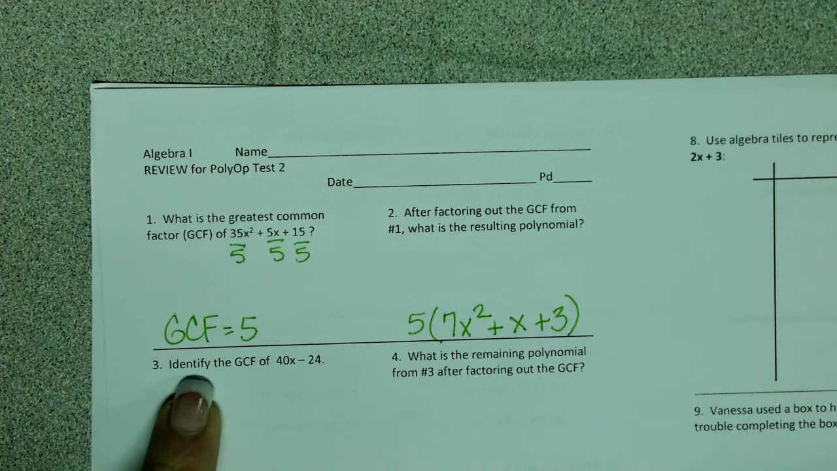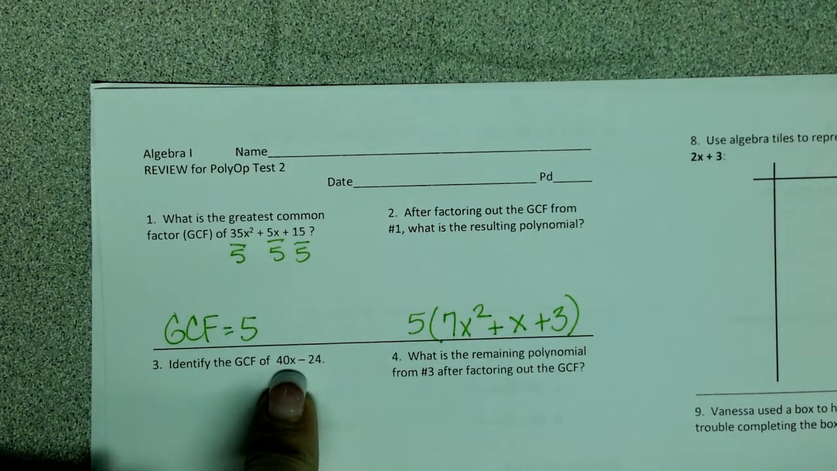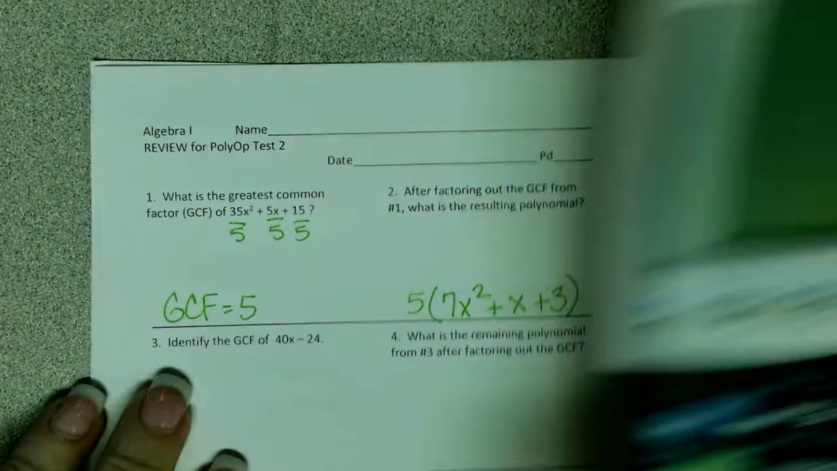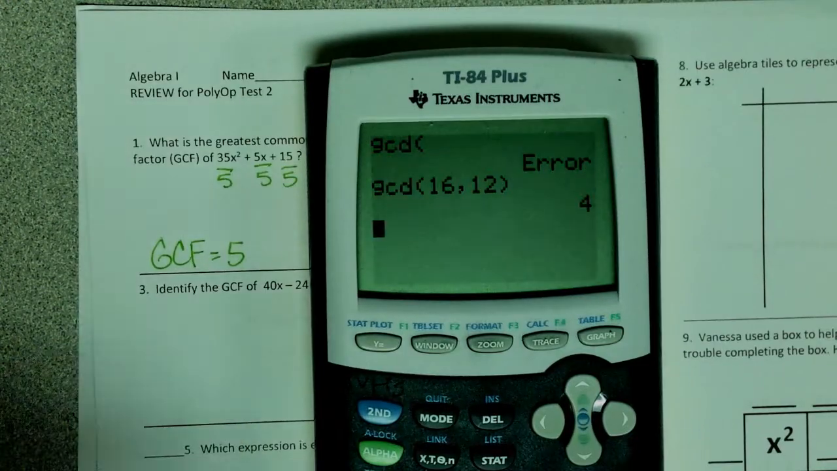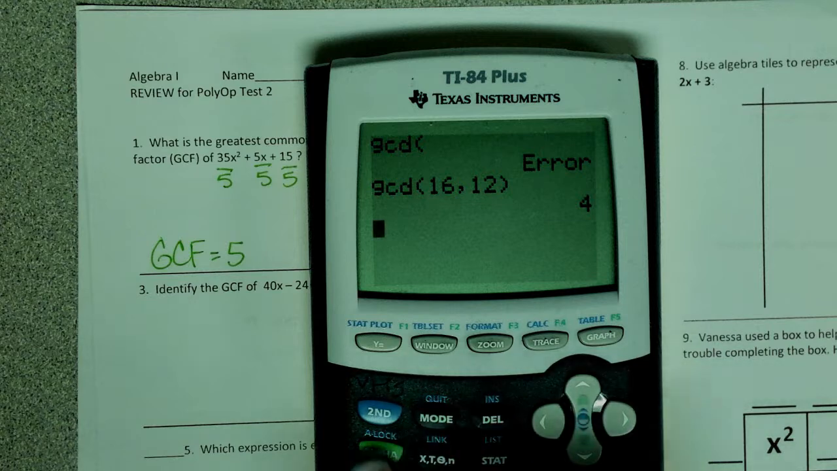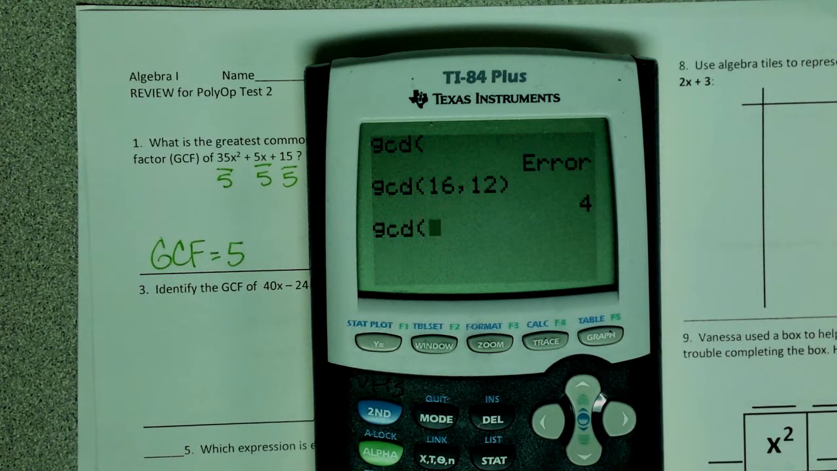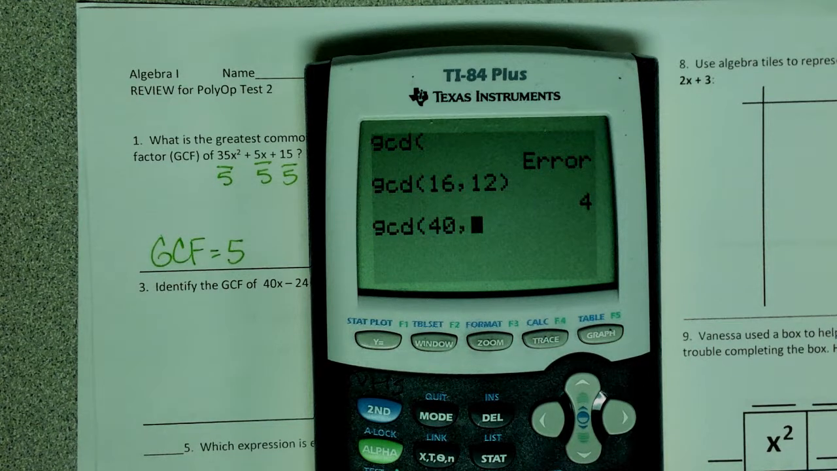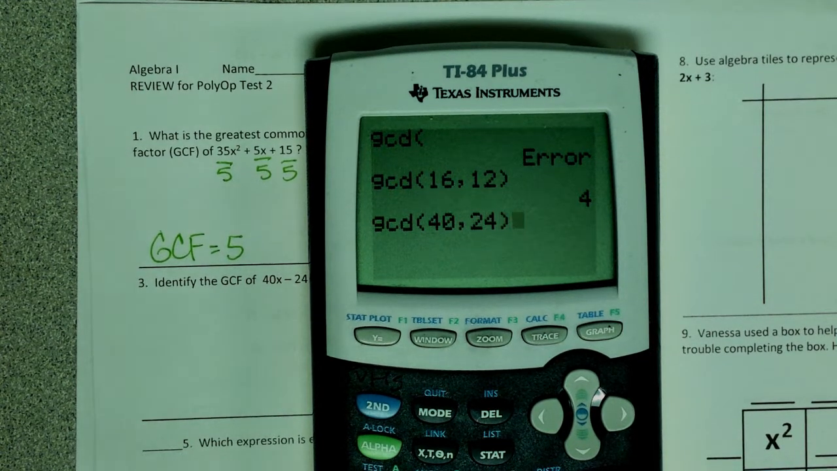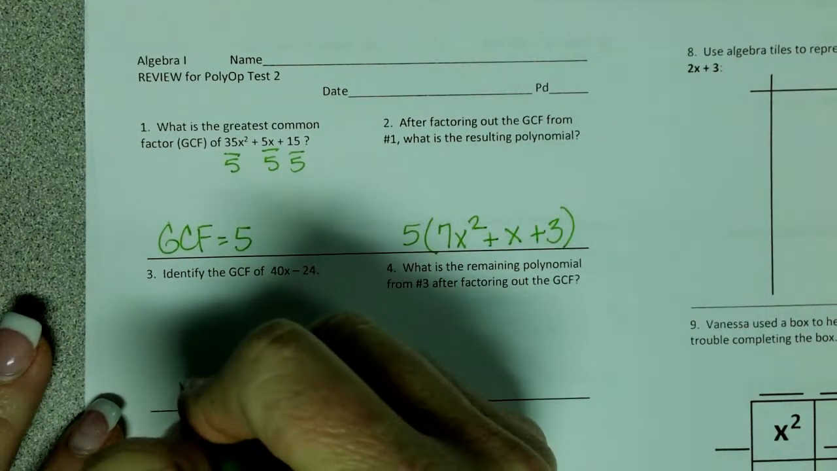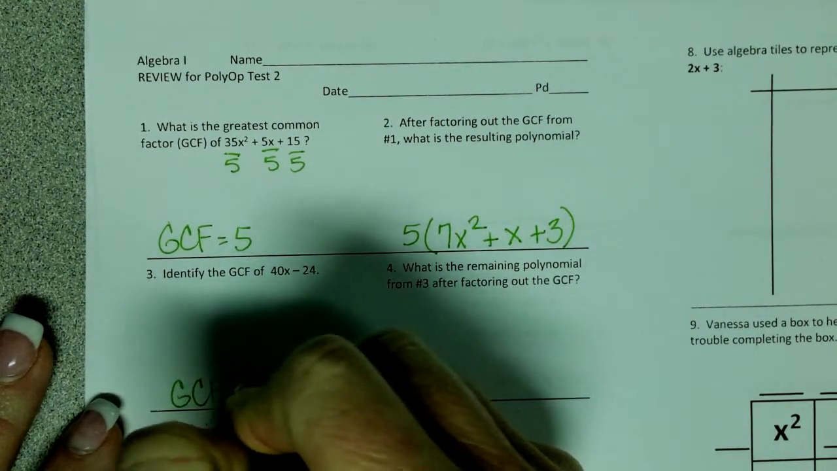Okay, for number 3, identify the GCF of 40x minus 24. Let's just use our calculator method here. We go to math, over to number, hit 9, and the numbers are 40, comma, 24. Enter. It is 8. So GCF equals 8.